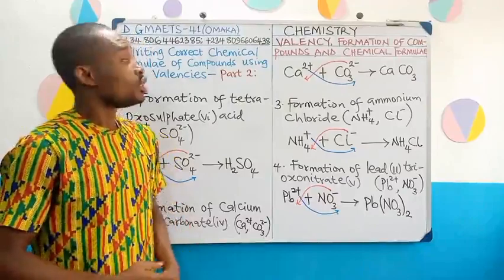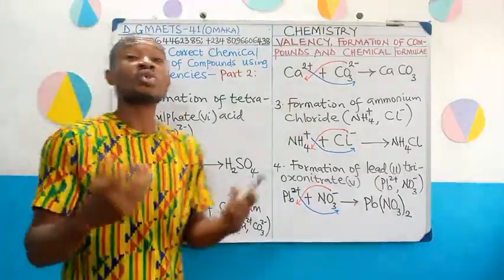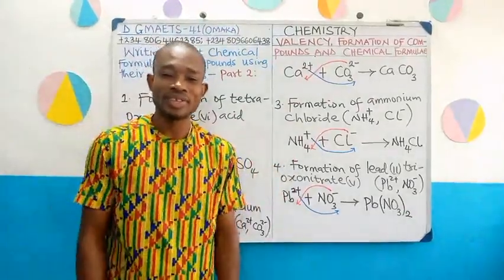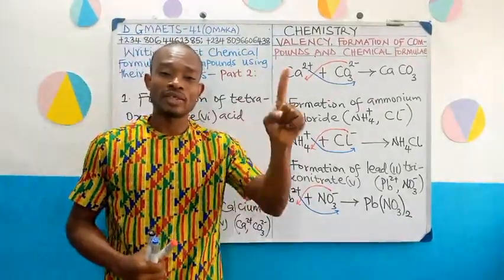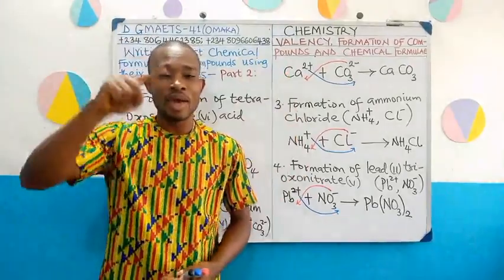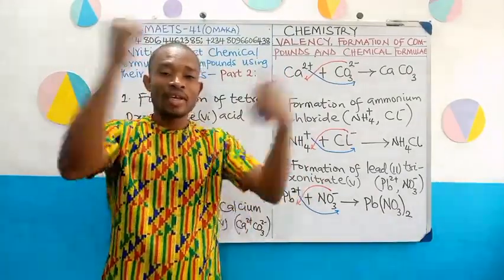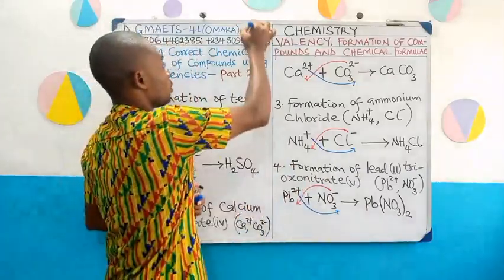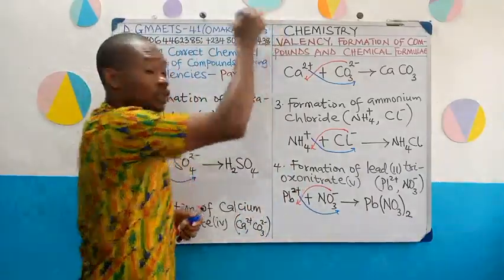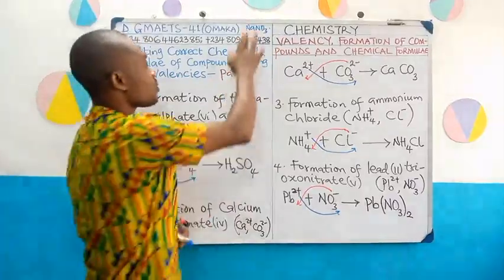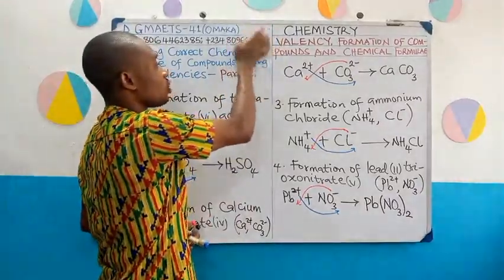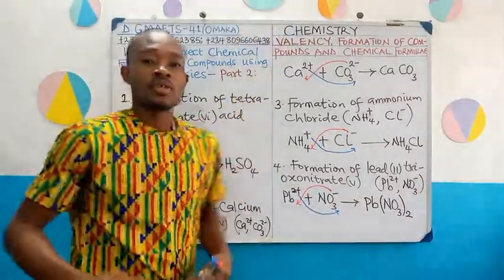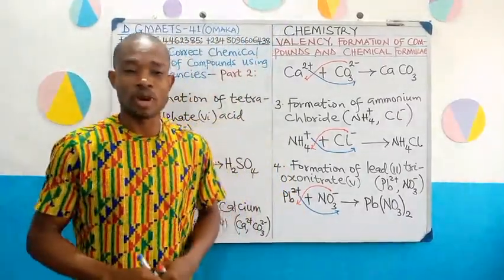You would notice that if it were sodium trioxonitrate(V), for example, sodium, the valency is what? 1. The radical NO3-, the valency is what? 1. So when they interchange and combine, you have NaNO3, for sodium nitrate.